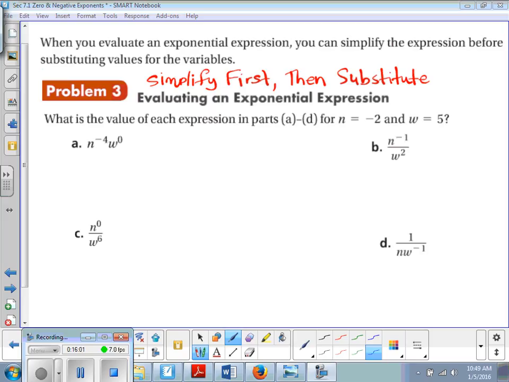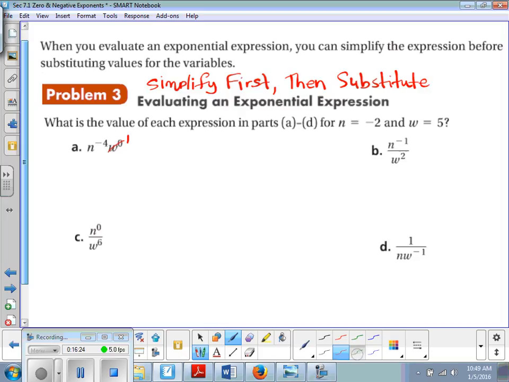So, for letter A, we have n to the -4, w to the 0. What do you know off of that? Anything raised to the 0 is equal to 1. Very good. So this is going to be 1. And what am I going to do with this n to the -4? You're going to flip it, right? So that's going to come down to the denominator. Is it okay if I just do arrows like that? Okay. So, when we simplify, we end up with 1 over n to the 4th.